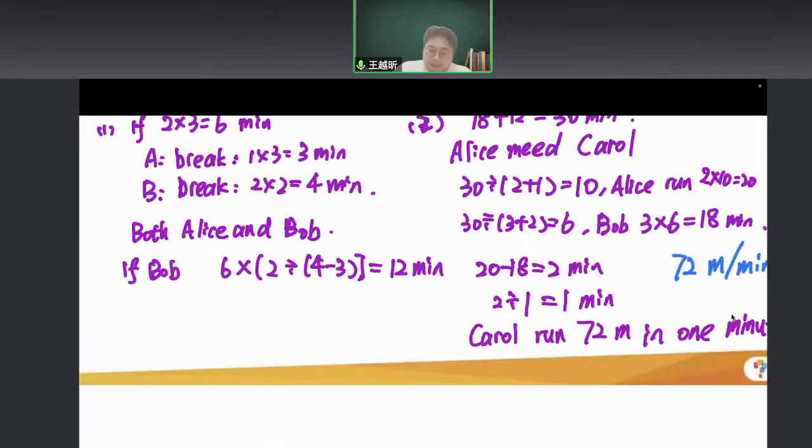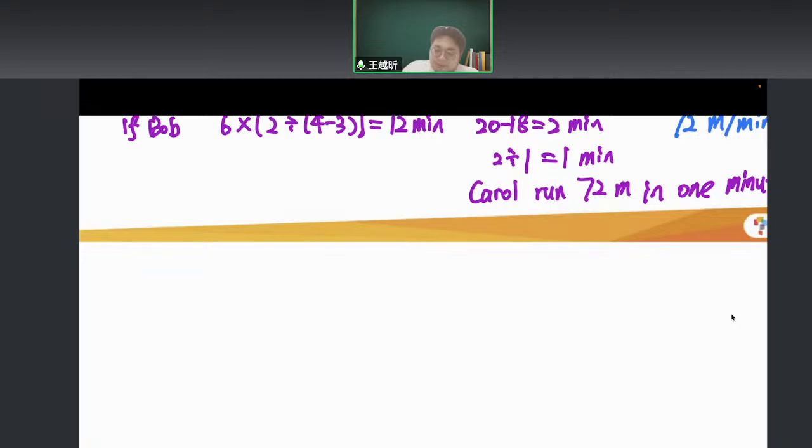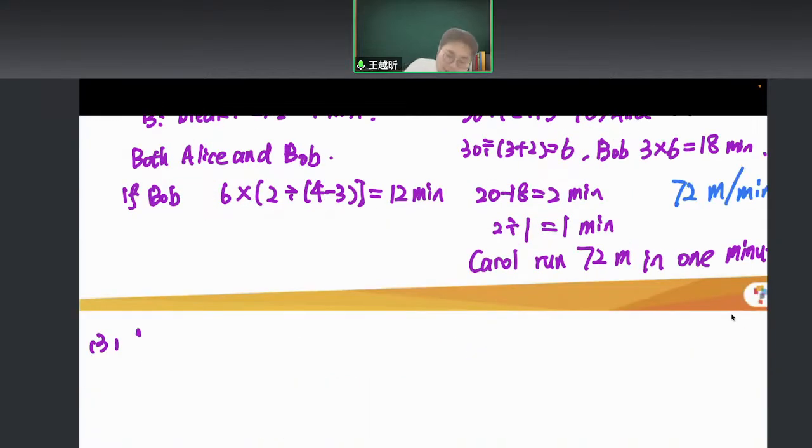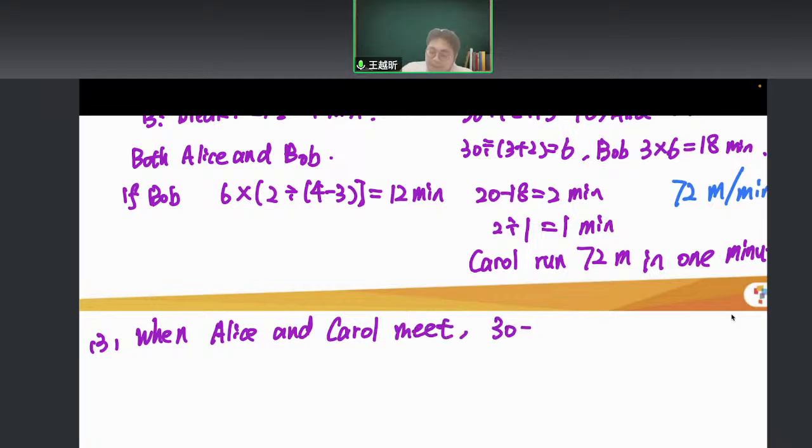Okay, also now let's look at question 3. So about question 3, we need to find out how far apart A and B are. Actually, when Alice and Carol meet, they will run in total 30 plus 20 equals to 50 minutes. So we know the total time is 50 minutes. So the distance is just 50 times 72 equals to 3,600 meters. Okay, so here is the answer.